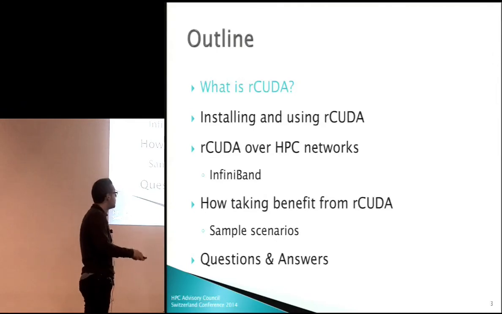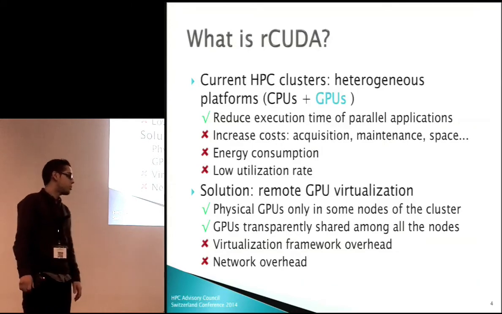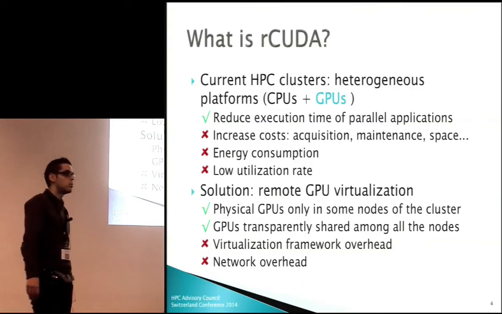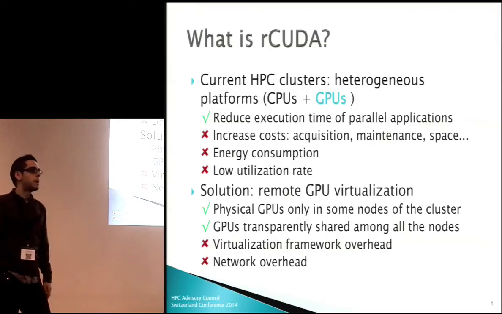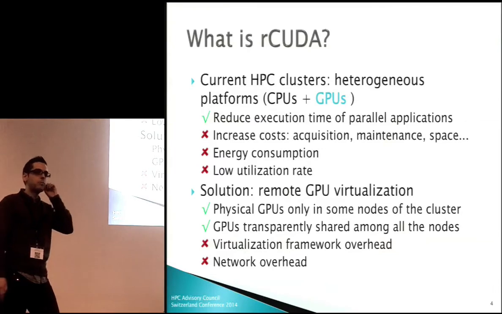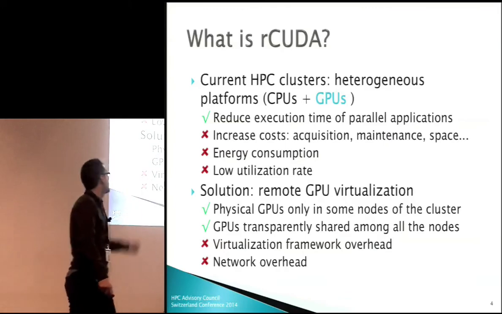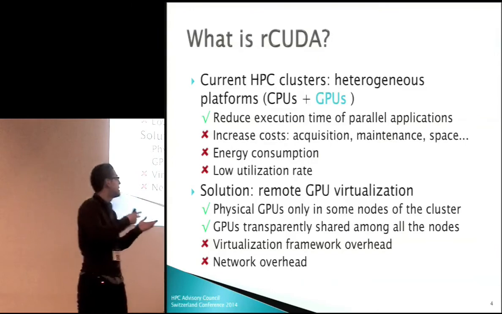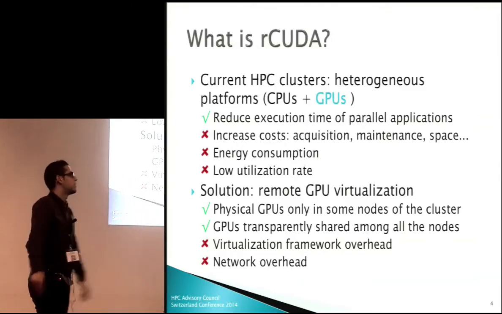So let's start. Well, as you know, current high-performance clusters are heterogeneous platforms which are mainly composed of CPUs and GPUs. In the case of the latter, the GPUs, they introduce one main advantage: we can reduce the execution time of parallel applications. In contrast, we also have several disadvantages. For example, the increasing cost. We must buy GPUs, we must maintain them. GPUs use space in my cluster, GPUs affect the cooling of my cluster, and so on.